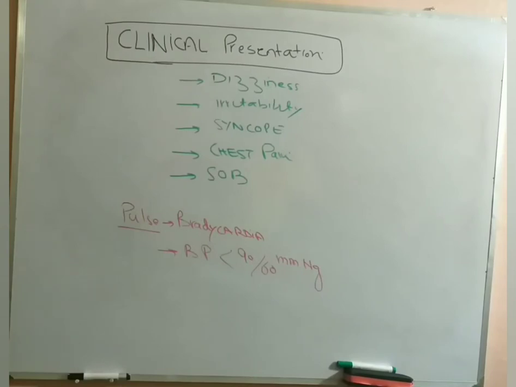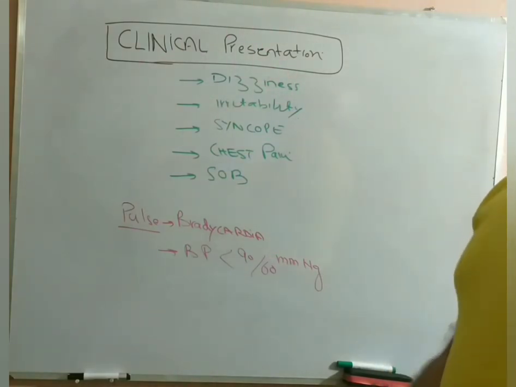These patients present with dizziness, irritability, syncope, chest pain, shortness of breath, and these symptoms are mostly associated with hemodynamic instability of the patient. Namely, BP can be systolic less than 90 millimeter of mercury, and the patient can be in bradycardia. The heart rate or the ventricular pacing can be less than 60 times per minute. So these are the major clinical presentations of the patient.